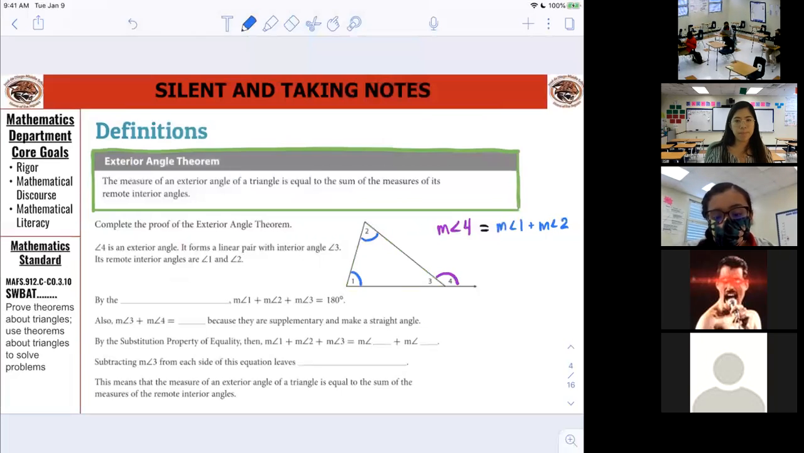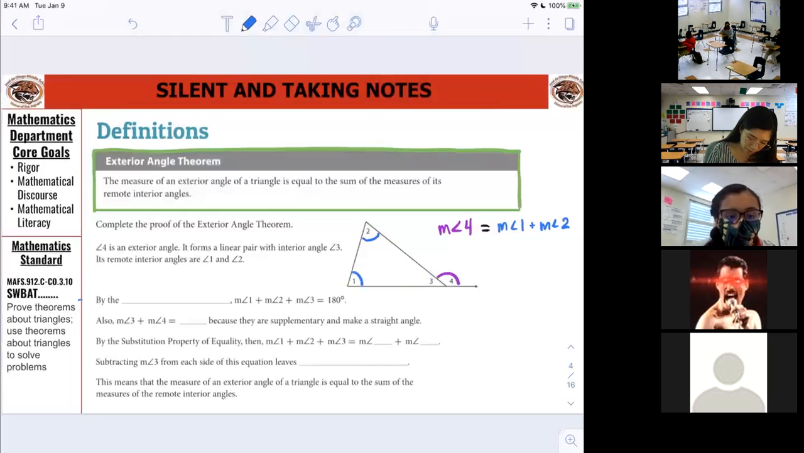Any questions so far? Good. All right, so let's go ahead and now they give us a proof of this theorem. You do not need to write it all down, but let's just look through it and see if we can fill in the blanks. The question is, why is this true? Why is this relationship true? Let's go ahead. Actually, I'll start here because there's a blank right away. So it says by the blank, m1 plus m2 plus m3 equals 180.